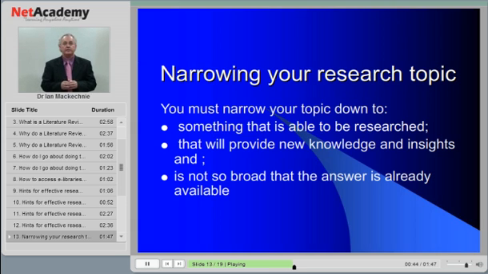The second thing is, make sure your research is going to provide us with some new knowledge and insights. We don't want to research something that's already been researched. We don't want to look into something that isn't going to provide us with any new knowledge or insights. That's why it's important to do a literature review, to see what others have researched and what they have found, to make sure that what we are going to research is going to provide us with some new insight into this particular area.